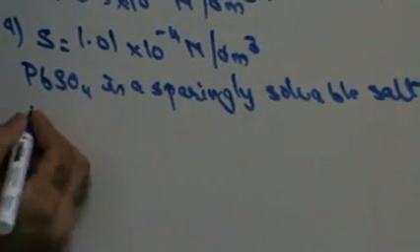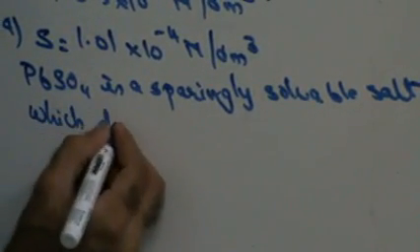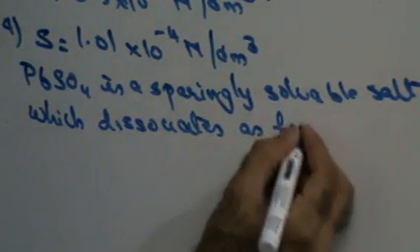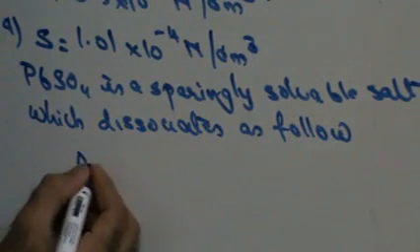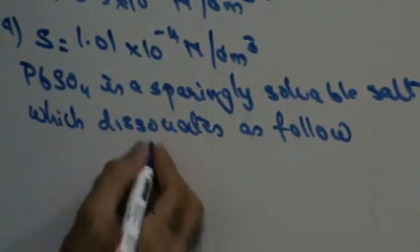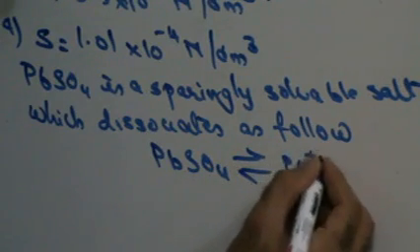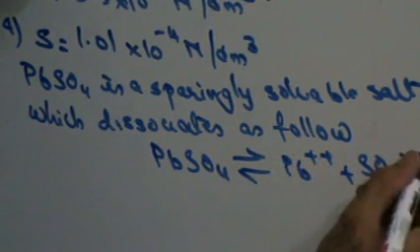I can say that lead sulfate is a sparingly soluble salt which dissociates as follows: PbSO4 will dissociate reversibly to give you Pb++ plus SO4 minus.